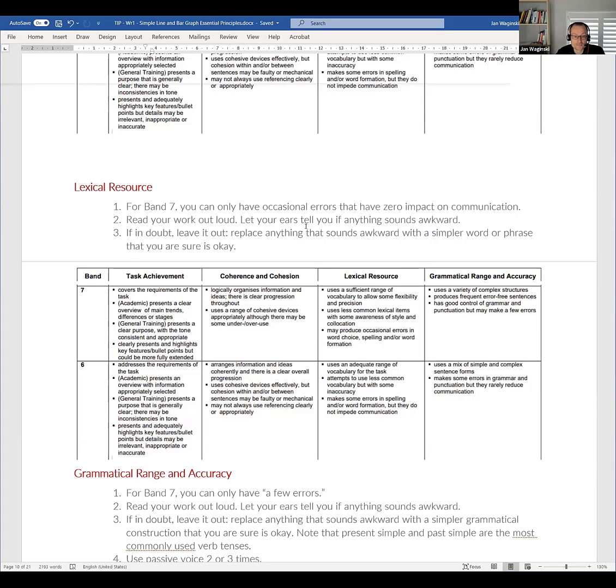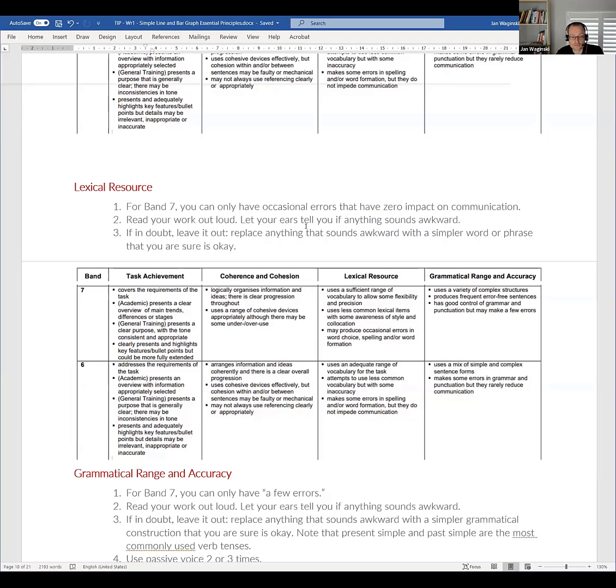How do you catch these? Well, the biggest tip I can give you is to read your work out loud and let your ears tell you if anything sounds awkward. Your eyes are too fast for editing. For proofreading, you should very quietly read your work aloud. A lot of grammar is auditory. This is like the music or rhythm of the language. You have to let your ears catch these things that sound awkward.